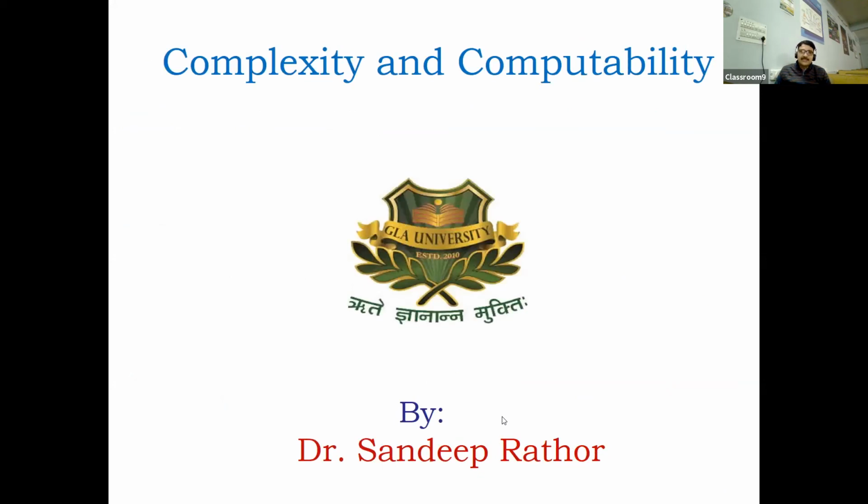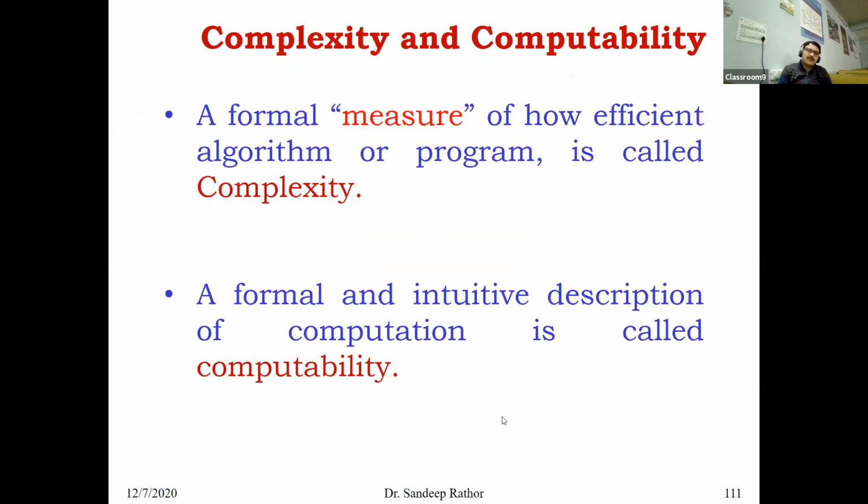And one more point that I want to discuss with you is complexity. Here is the basic definition of complexity and computability. What is the meaning of complexity? The definition of complexity is a formal measure of how efficient an algorithm or program is. So simply, it is called the complexity.